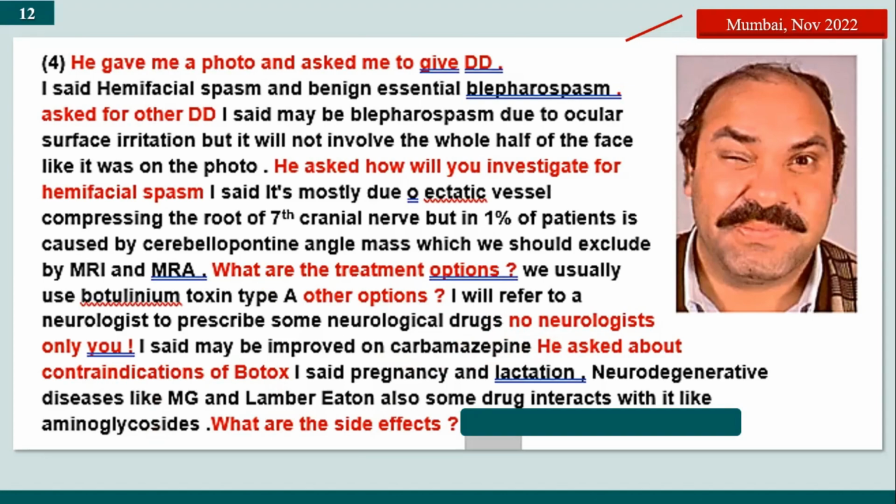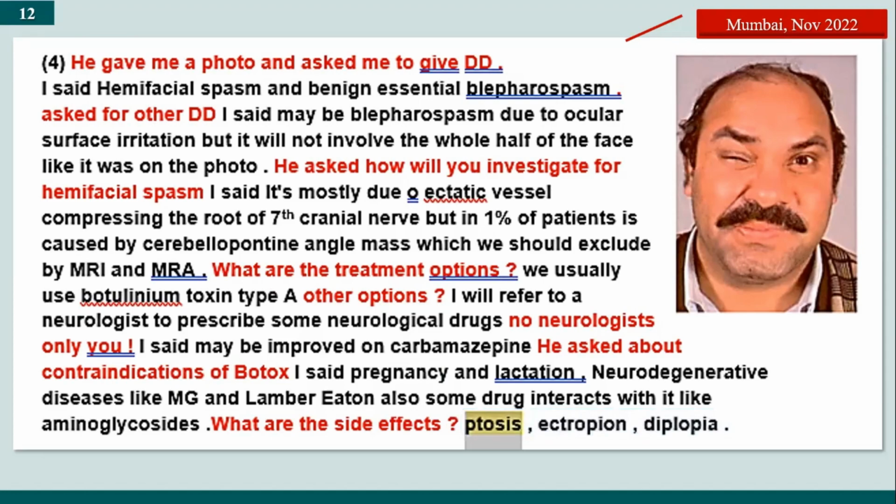I said maybe improved on carbamazepine. He asked me about contraindications of botulinum toxin. I said pregnancy and lactation, neurodegenerative diseases like myasthenia gravis and Lambert-Eaton. Also, some drugs interact with it, like aminoglycosides. What are the side effects? Side effects like ptosis, diplopia.